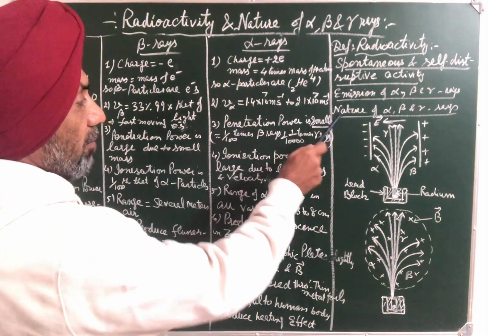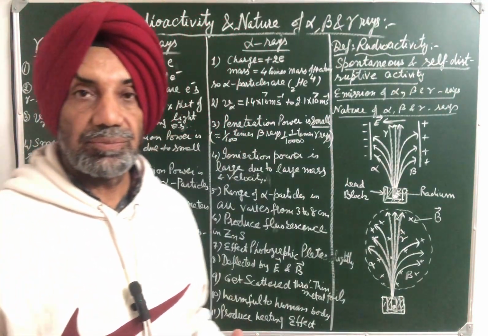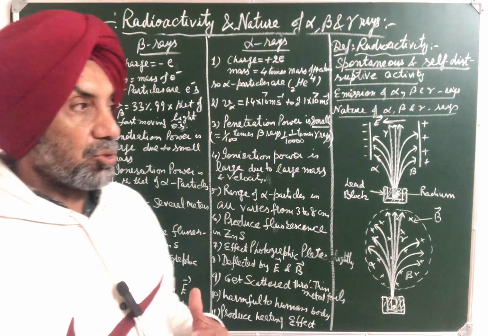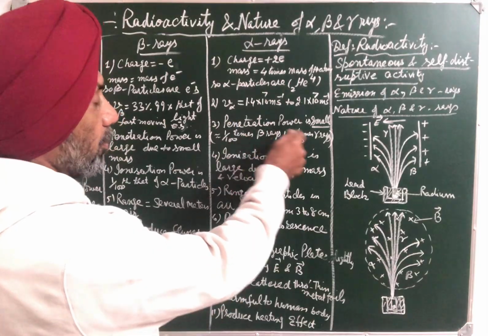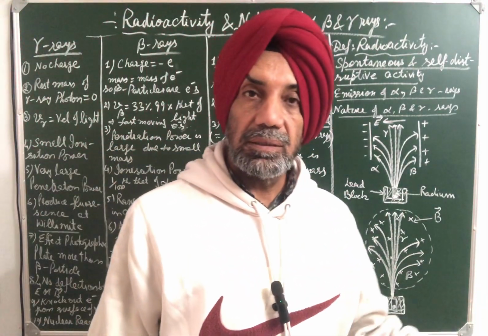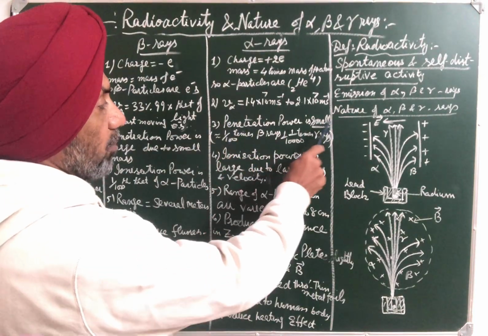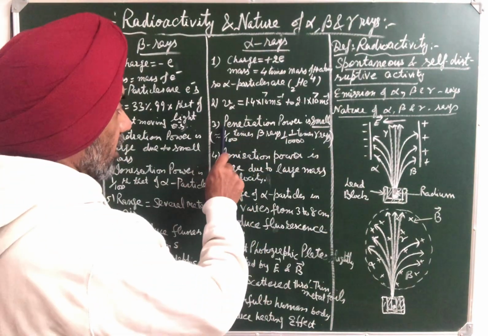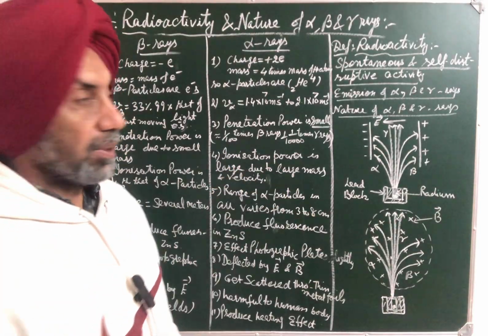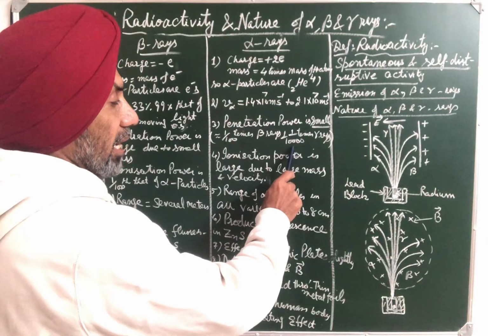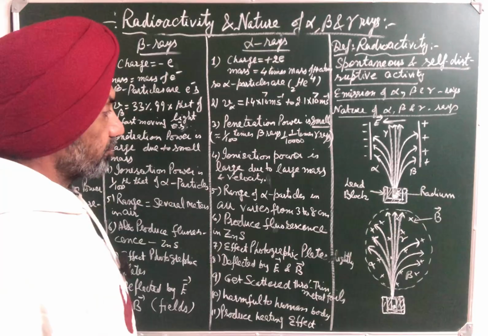Third, the penetration power of alpha rays is small because of their large mass. They are heavy, so they cannot penetrate up to large distances. They can be stopped by thin metal plates, so their penetration power is small. Their penetration power is 1 by 100th that of beta particles and 1 by 10,000 that of gamma rays, which is very, very small.